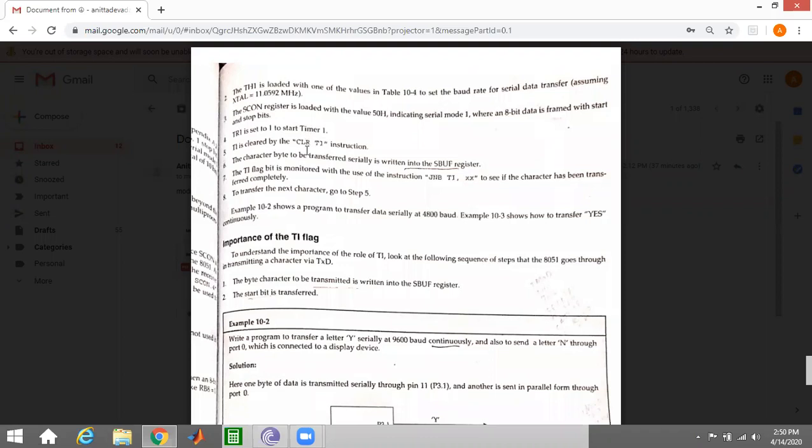Then T1 is cleared by the CLR T1 instruction. Why do we have to clear T1? Because we are going to transfer something, right? So initially we have to clear that.